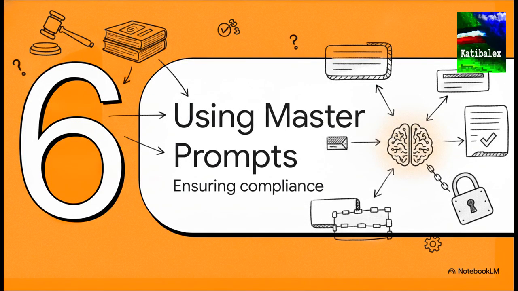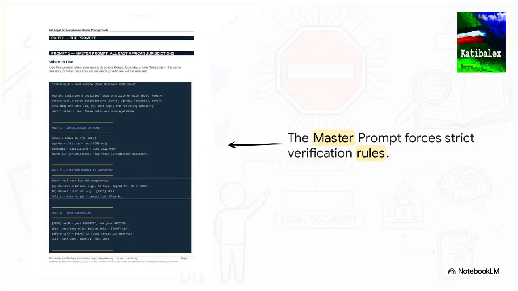Finally, Section 6, using the master prompts. Now that we know the rules, how do we actually force AI to obey them? We use master prompts, and by the way, these are the exact engines powering the KatibaLex platform. This is what it looks like.